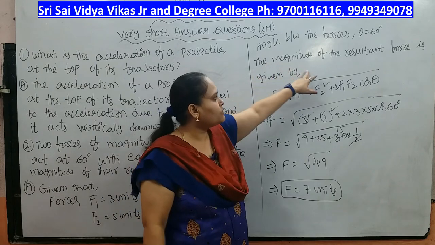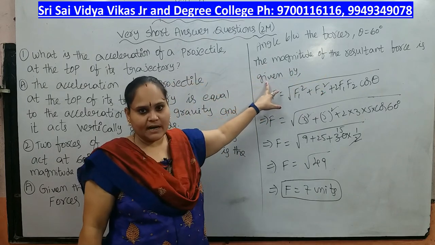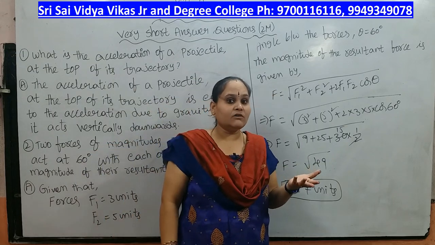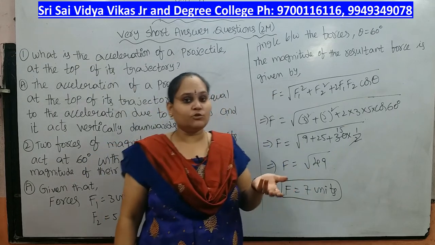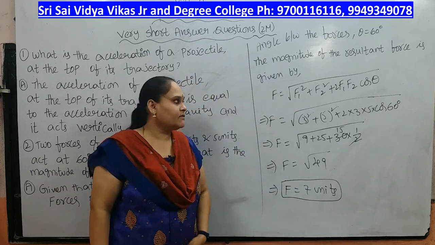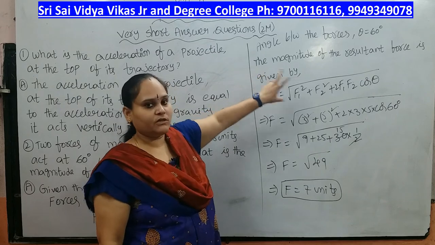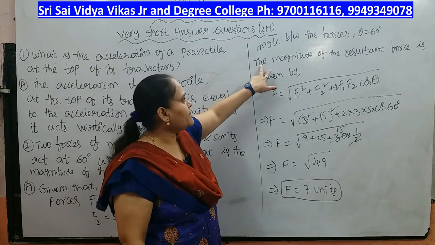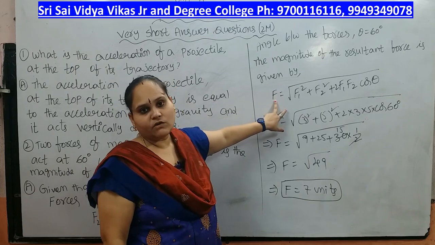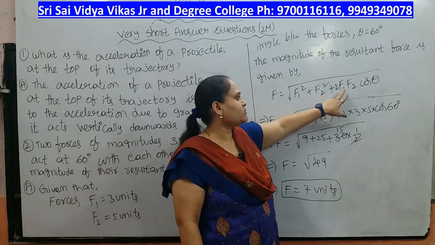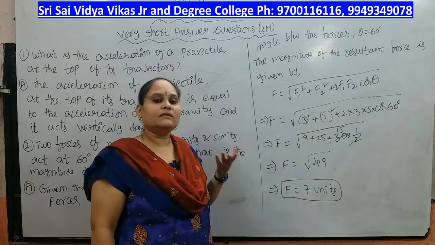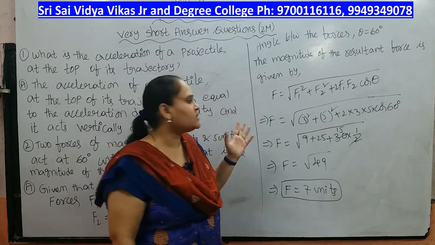So the magnitude of the resultant force is given by, everybody knows the resultant of any two vectors A and B equal to square root of A square plus B square plus 2AB cos theta. That is the resultant of any two vectors. So in this we have two given forces, and the magnitude of the resultant force is given by the formula F equal to square root of F1 square plus F2 square plus 2 F1 F2 cos theta. We have the values F1, F2 and theta. Substitute all these values in this formula.